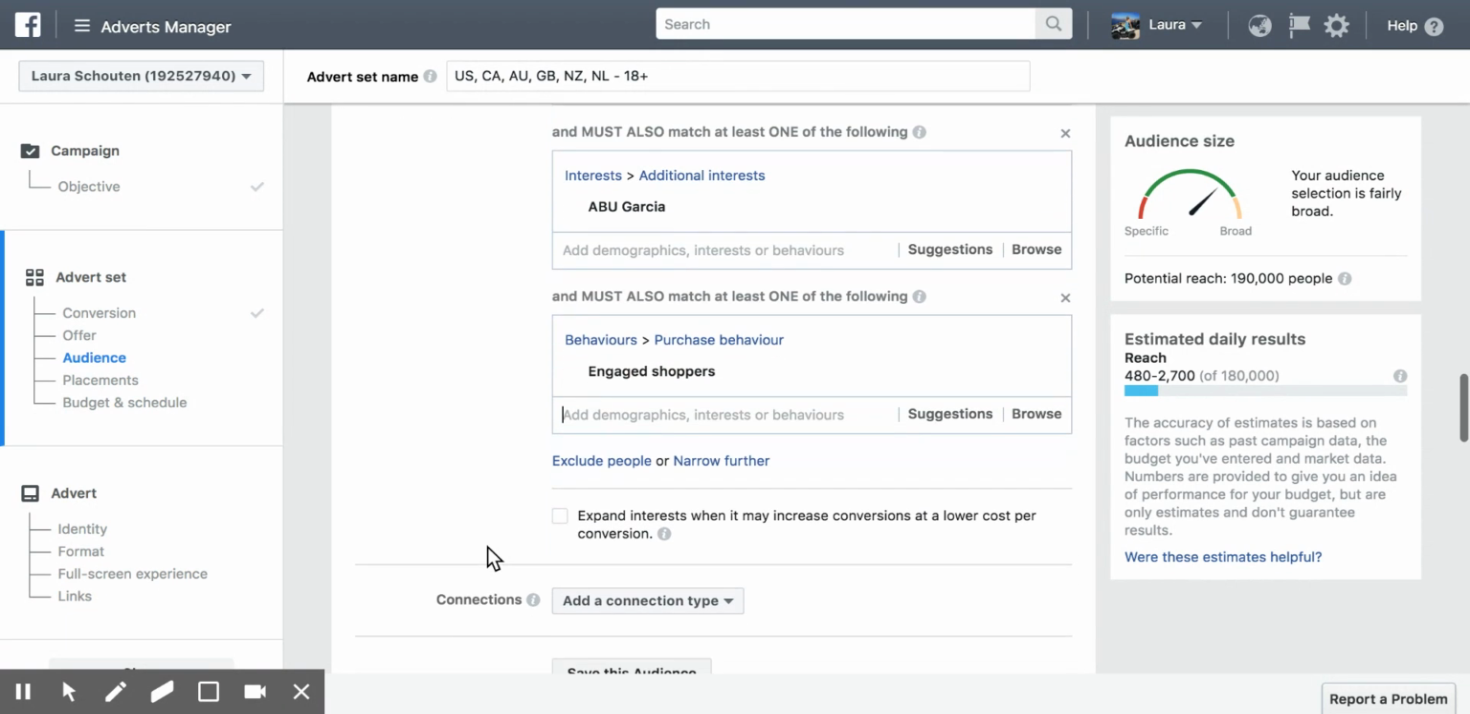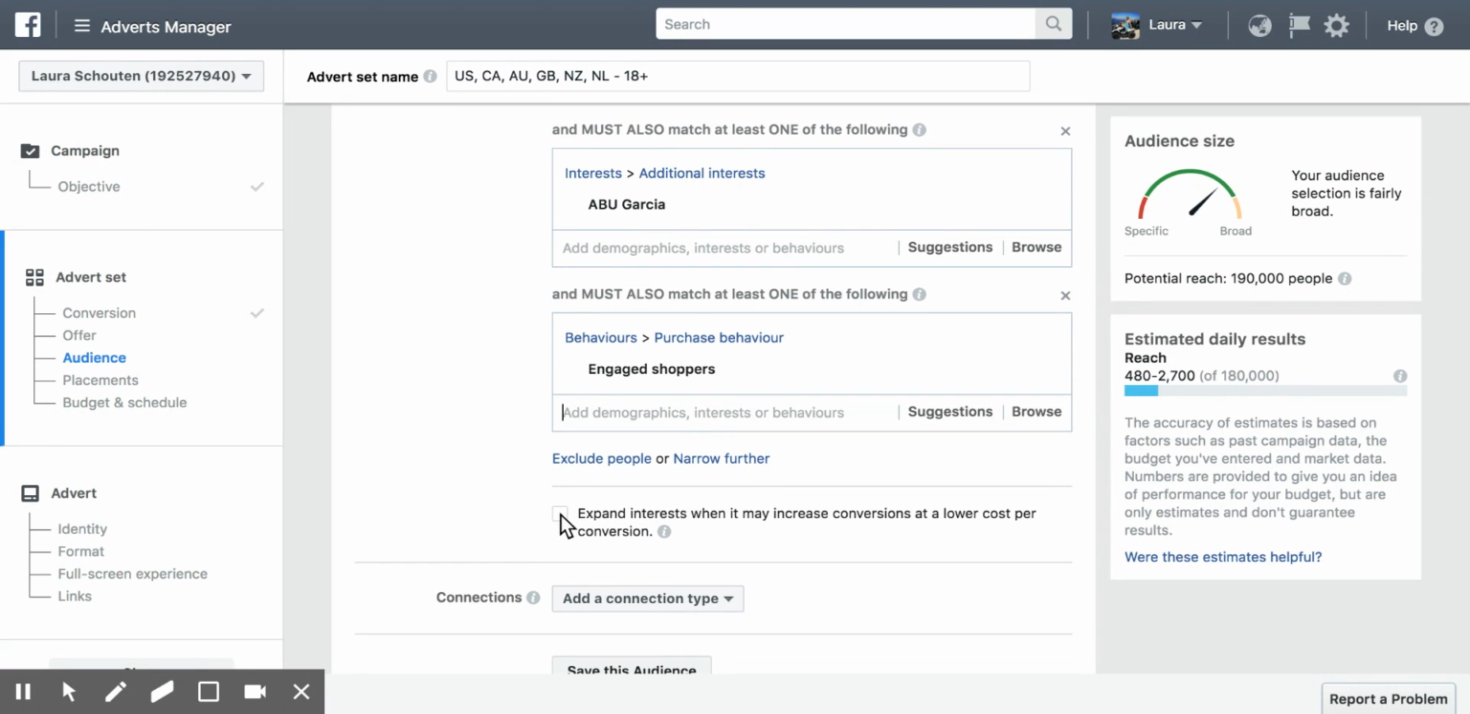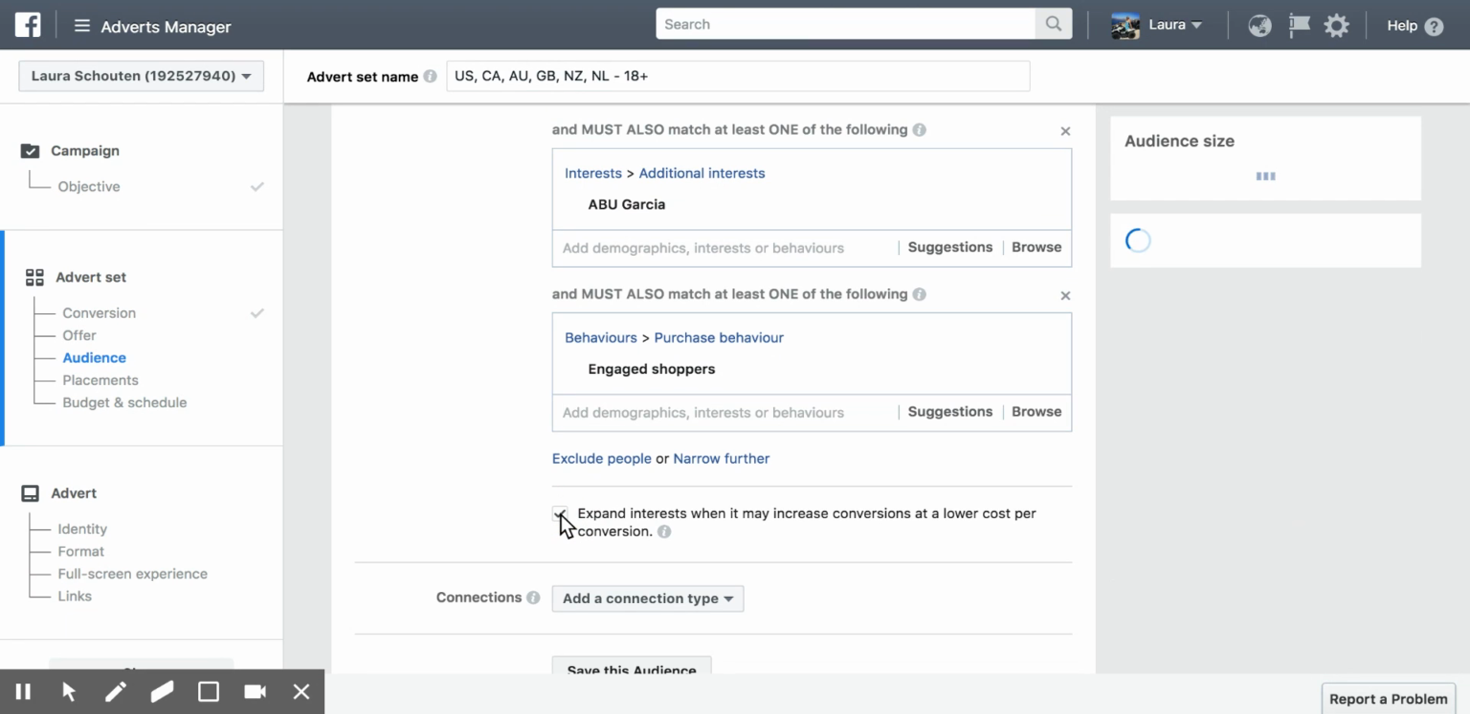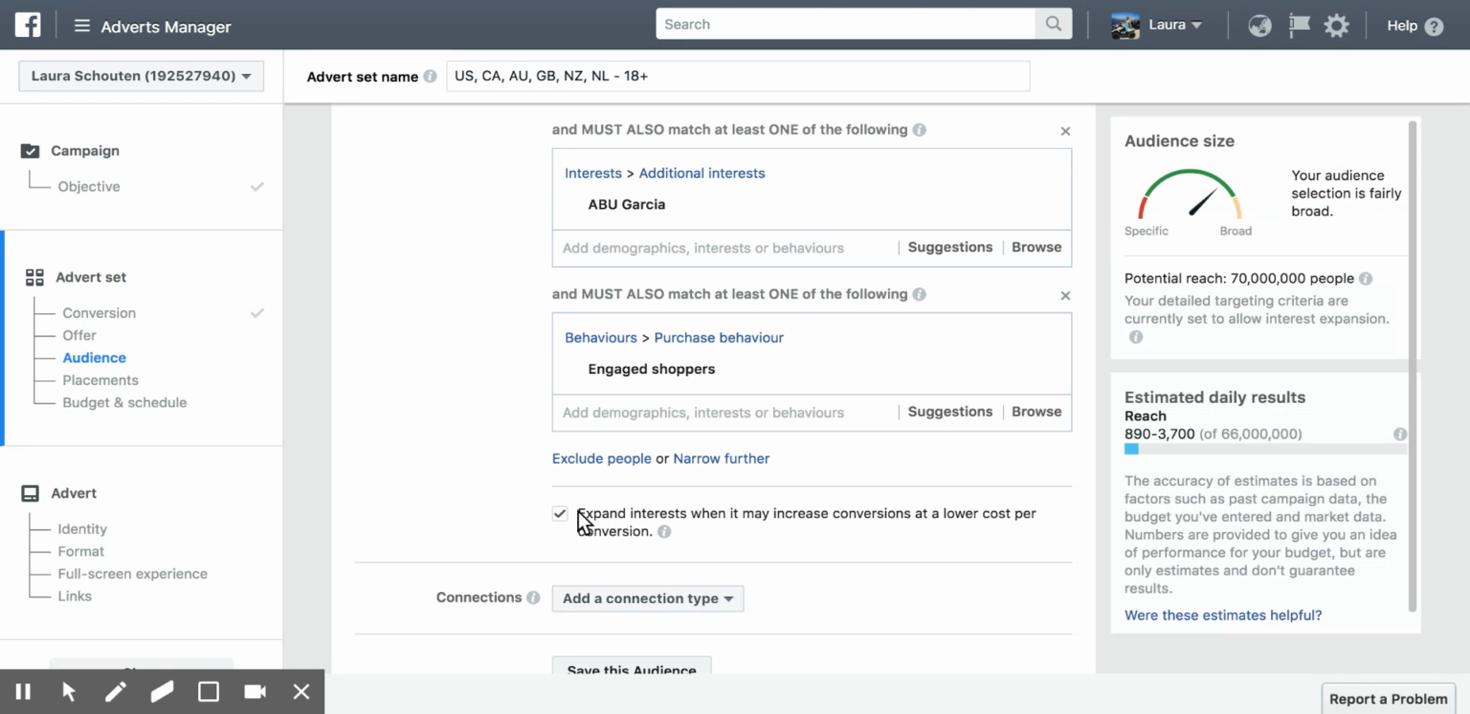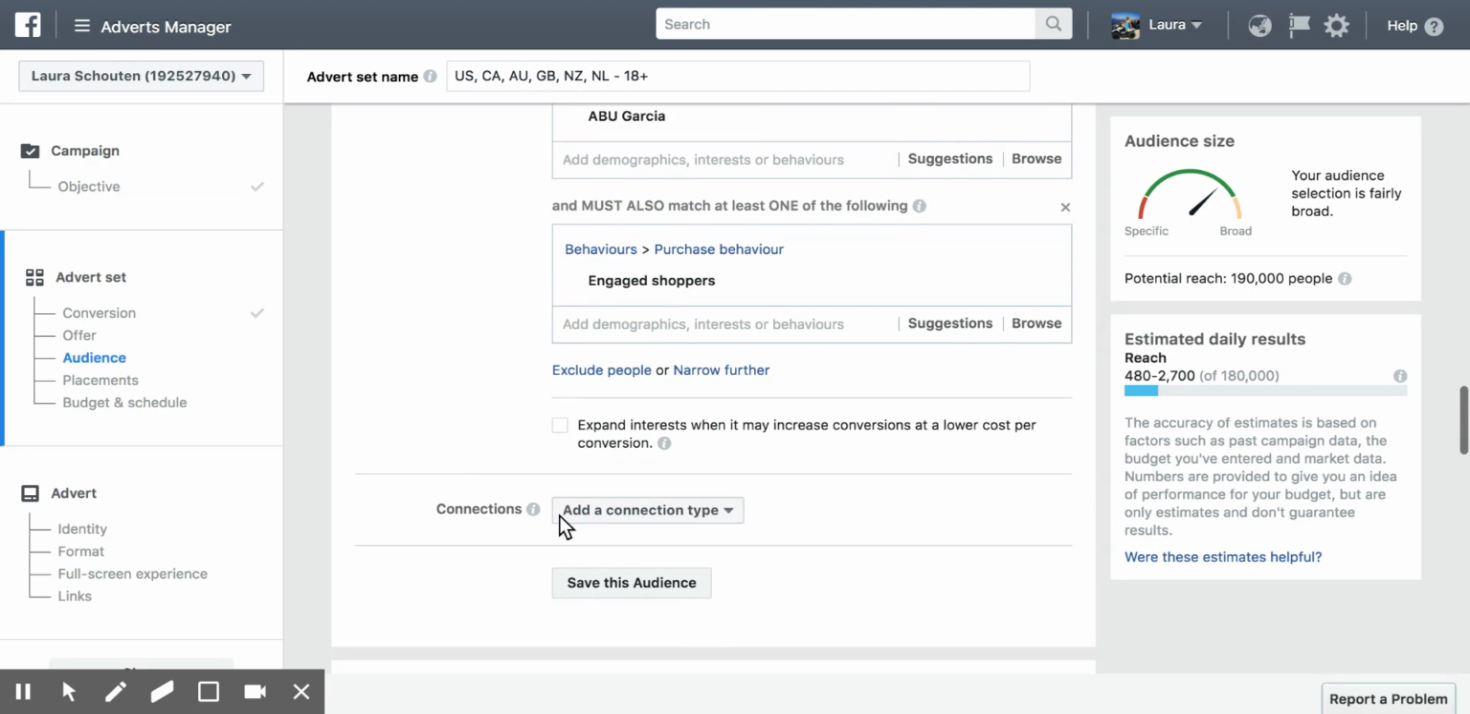All right, so on interests. Now, also, I always untick this box. Don't ever tick that. Okay? If you tick the box, it basically starts testing different audiences for you within the ad sets. It's just junk. So always untick that.